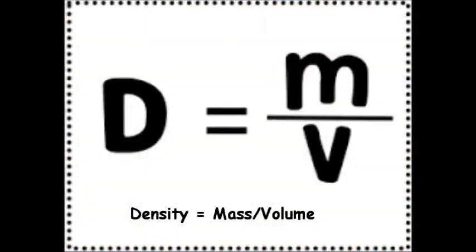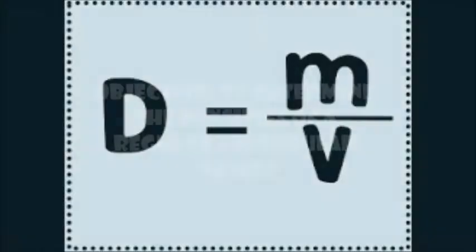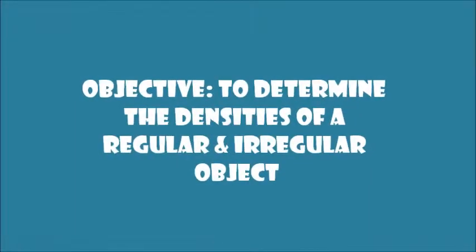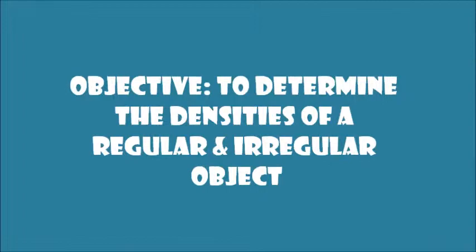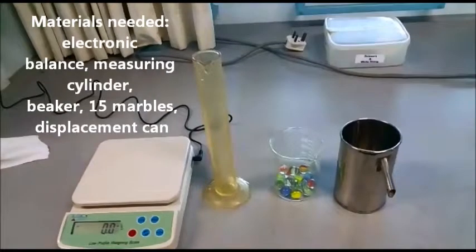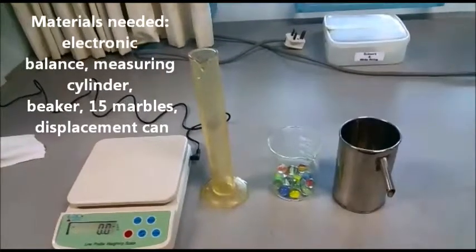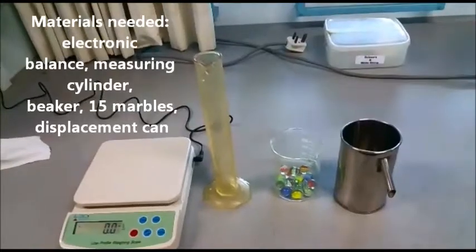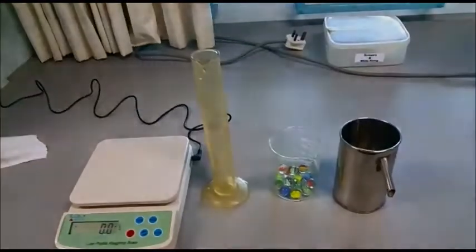As we all know, density is equal to mass divided by volume. Our objective is to determine the densities of a regular and irregular object. To find the density of a marble, which is a regular object. Materials needed: electronic balance, measuring cylinder, beaker, 15 marbles, and a displacement can.